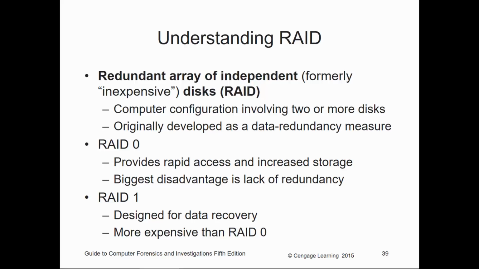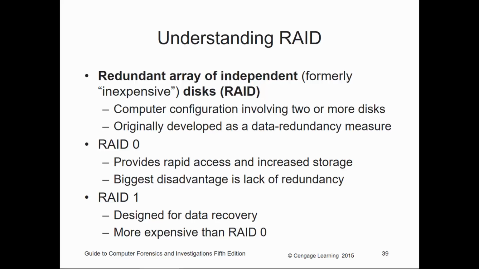RAID 0 is striping. They put half the data on 2 disks. This provides rapid access and increased storage, but there is no redundancy. If you lose one disk, you lose everything. RAID 1 is a mirrored copy. It's more for data recovery. If you lose one disk, you load off the second disk, it's a 100% same copy.